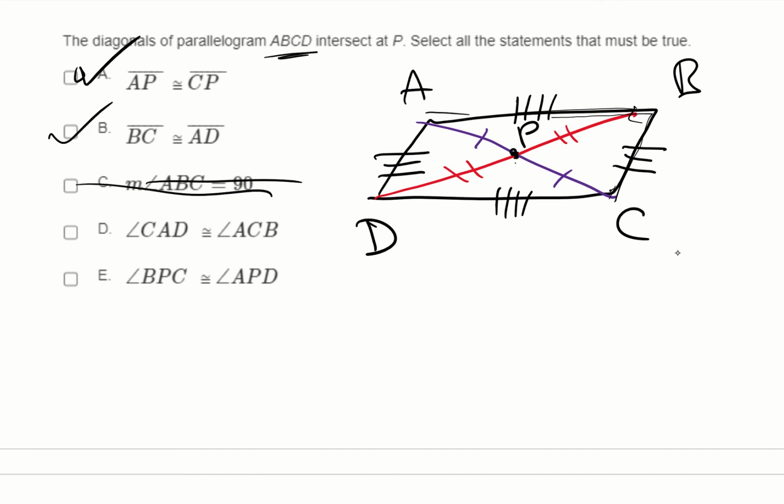CAD is congruent to ACB. So they're asking about this angle here, CAD, is the same as ACB, this one. And that is true for a parallelogram because those are alternate interior angles. So remember that if you've got a parallelogram here, let's show that better. That means that those two sides have to be parallel. And if you can see that, this red here is my transversal. Those are alternate interior angles, and alternate interior angles are congruent. So yes, that is true.